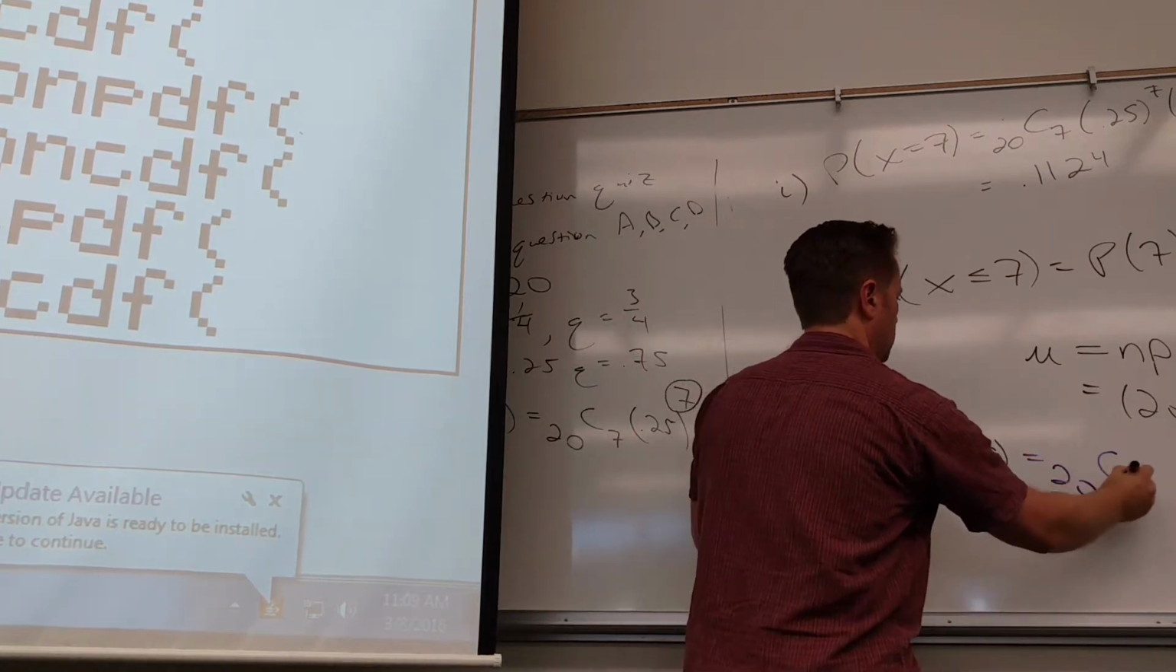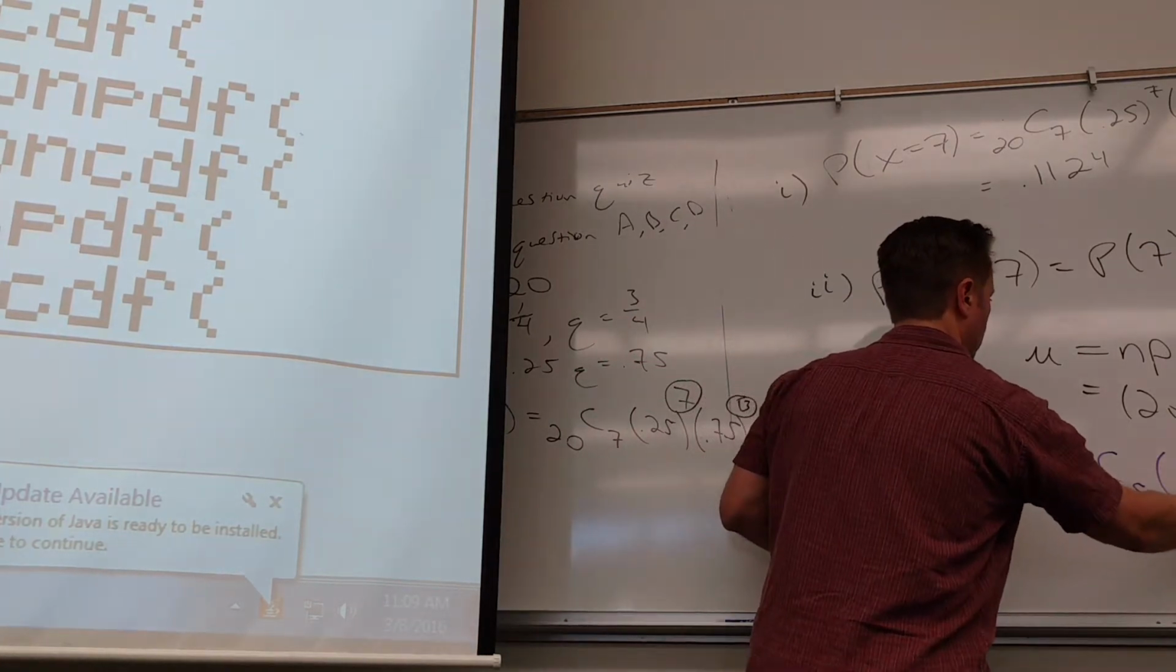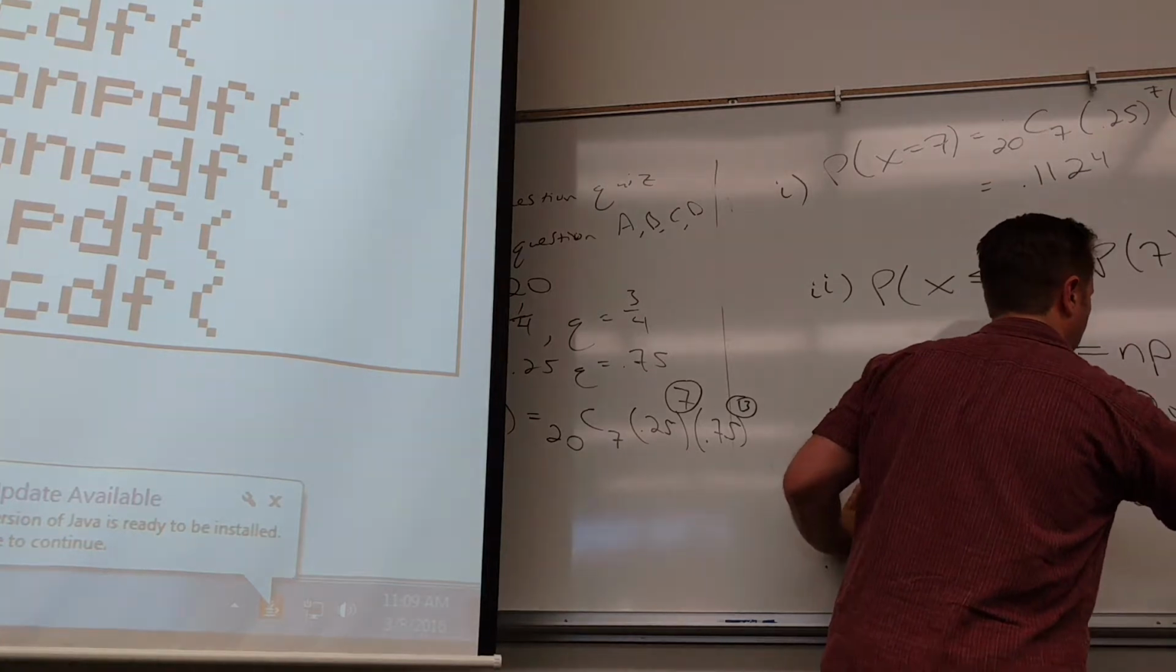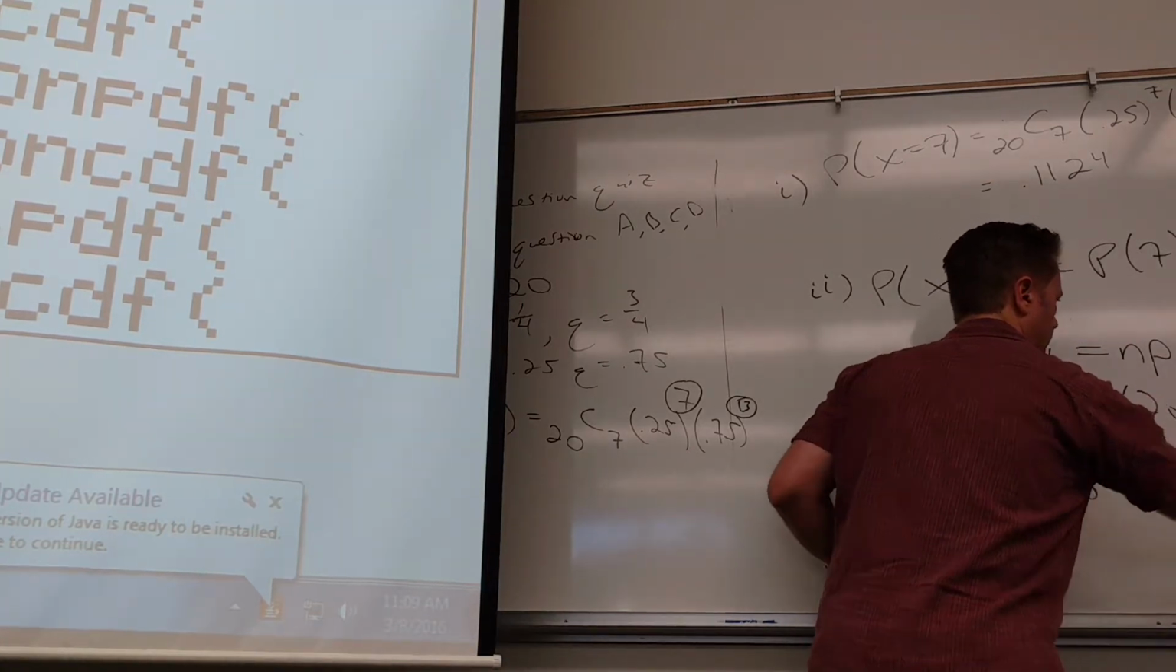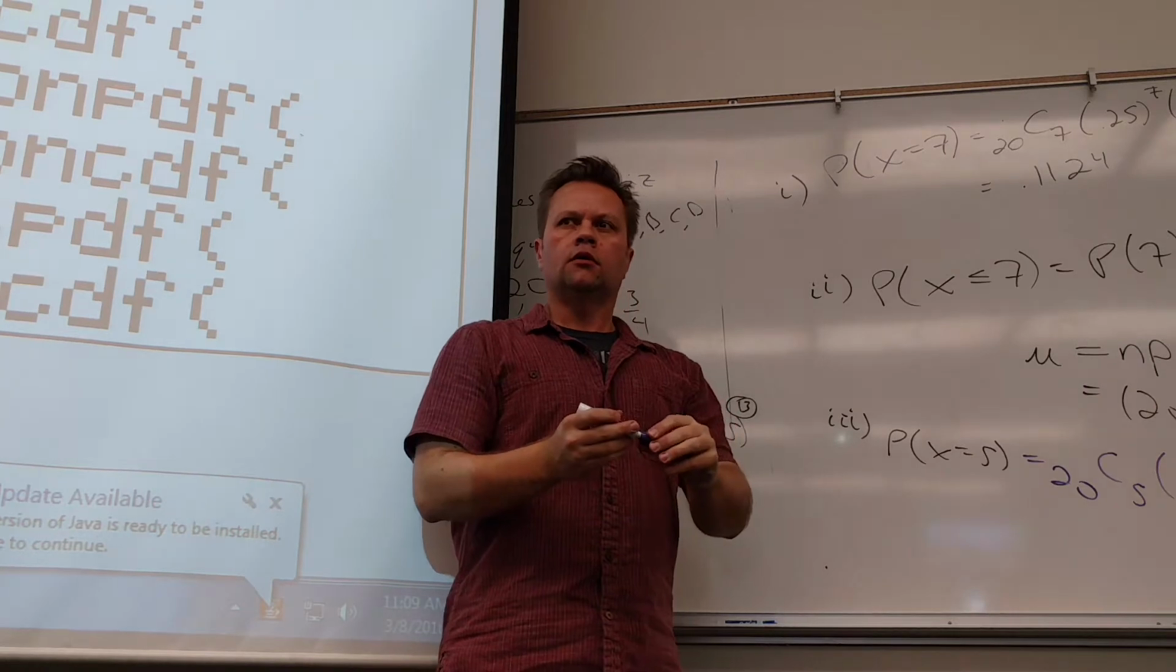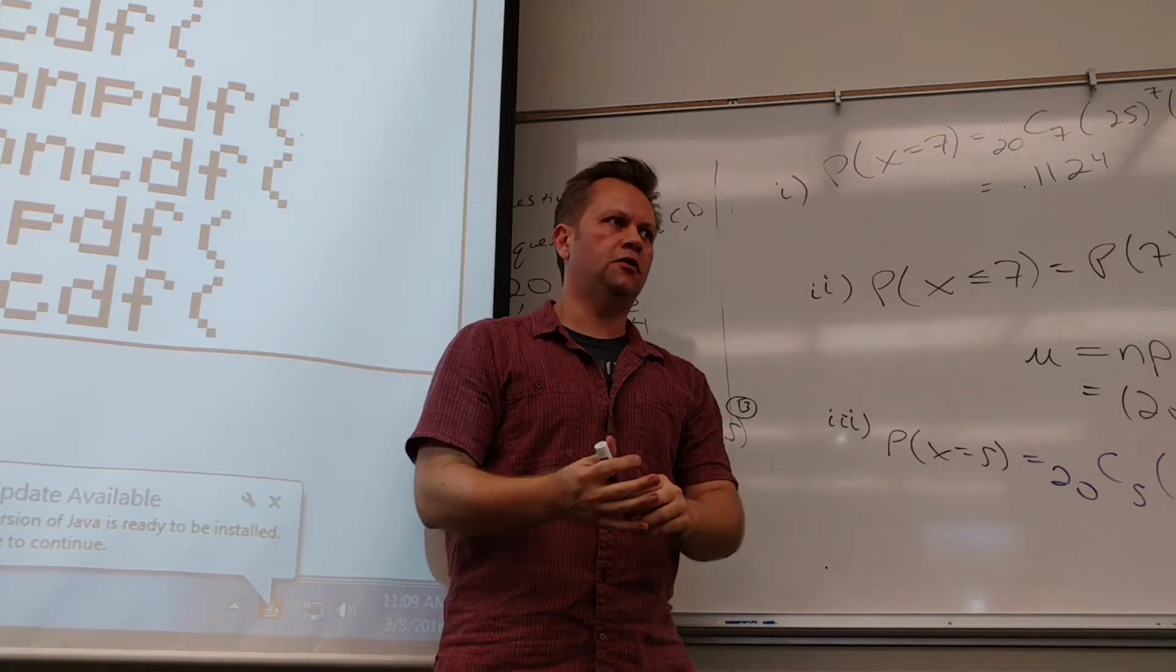Yeah, so 20 choose 5. I want 5 of these. So how many failures do I want? 15. Cool. I like it. You gotta love that formula. You really almost have to.